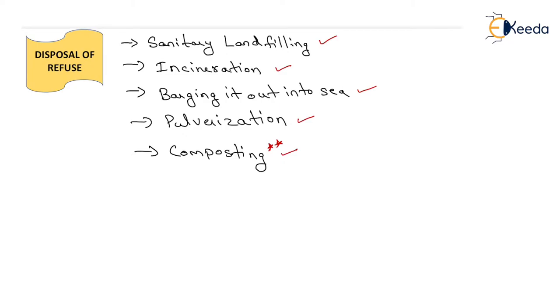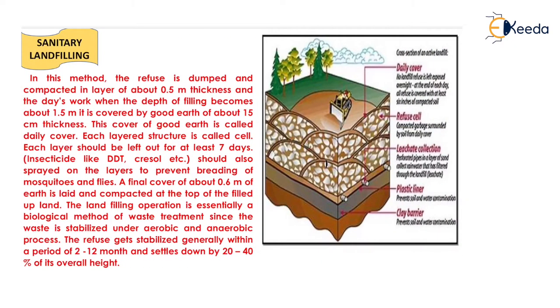Okay, starting with the sanitary landfilling. Now what is sanitary landfilling and how does it work? In this method, the refuse is dumped and compacted in layers of about 0.5 meter thickness, and at the end of the day's work, when the depth of filling becomes equal to 1.5 meter, it is covered by good earth of about 15 centimeter thickness. Now the land on which the sanitary landfilling is to be done is covered with a clay barrier so that land pollution will not happen on that land.